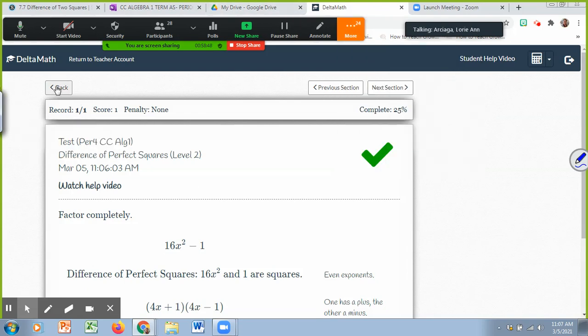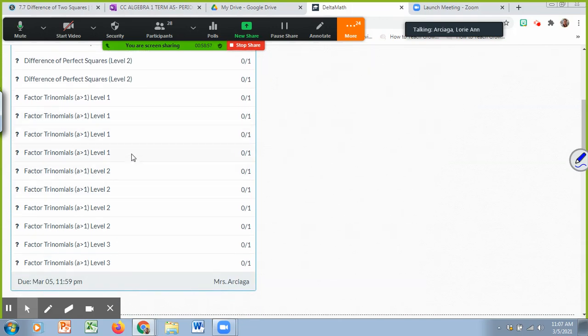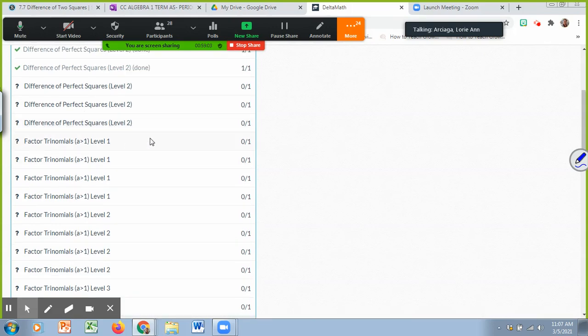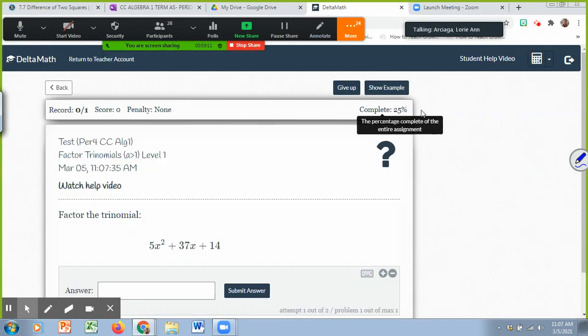Okay. Can you share your screen? Anyway, while waiting for Aiden, I'm gonna show you the other part of the assignment in Delta Math right here. So the first 10 is about the lesson today, while the bottom 10 is on factoring using X method again. Okay.